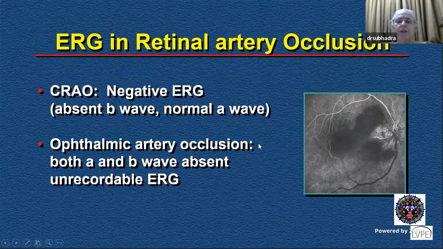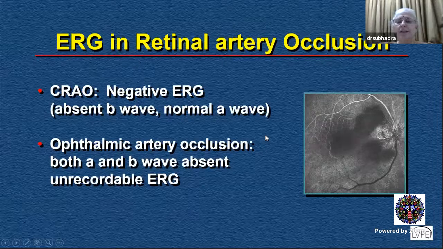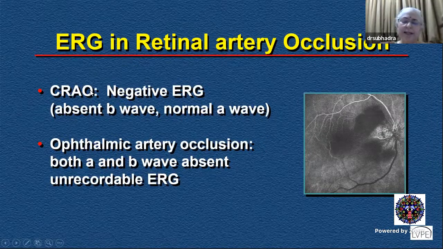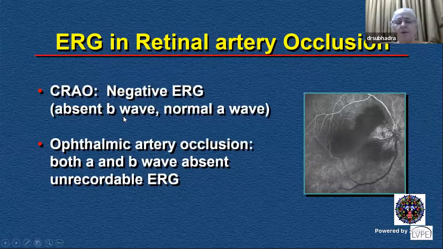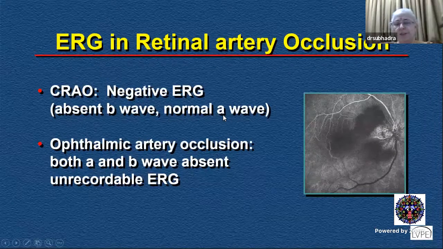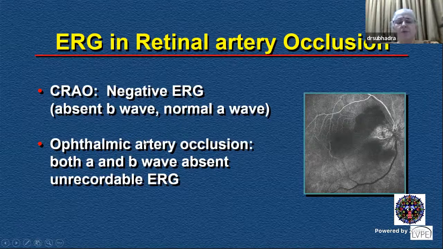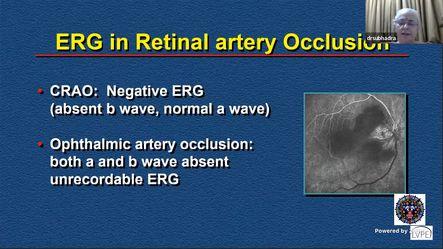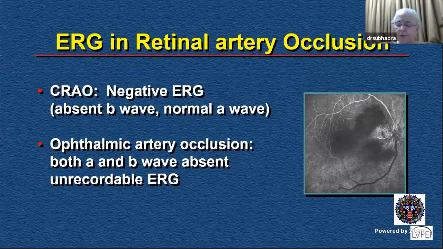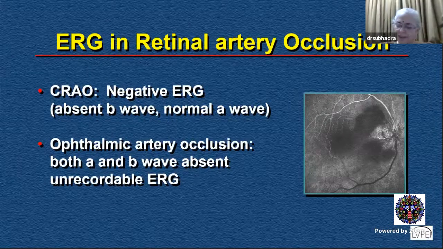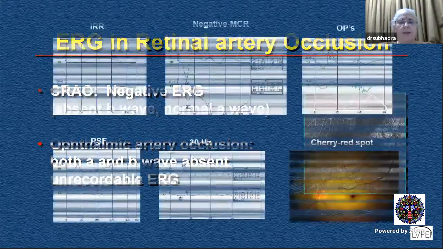It is not. So in arterial occlusions, if the retinal artery is occluded, the B wave will go away and there'll be a normal A wave because photoreceptors are healthy. So we'll get a negative ERG, which I will just show. Whereas if there's an ophthalmic artery occlusion, then both will be absent. So this is something which is sometimes asked in your exam. What is the difference between central retinal artery and ophthalmic artery occlusions? If you have a CRAO case, you should be able to tell all the differences, and one of the differences is on ERG. And this is very logical.